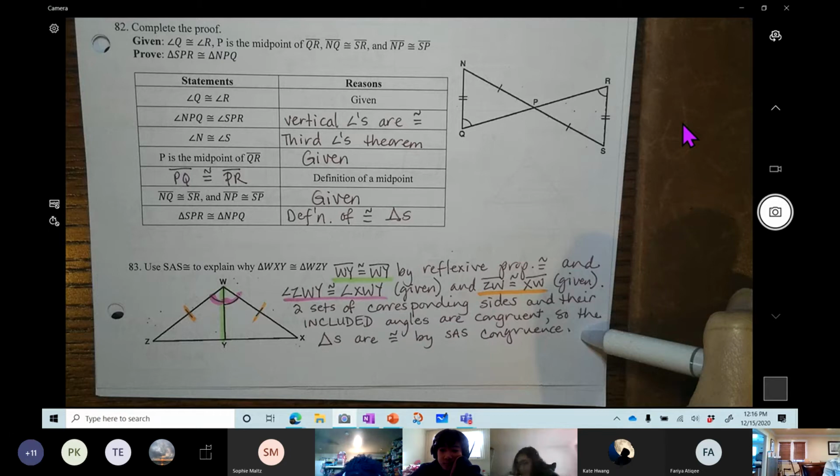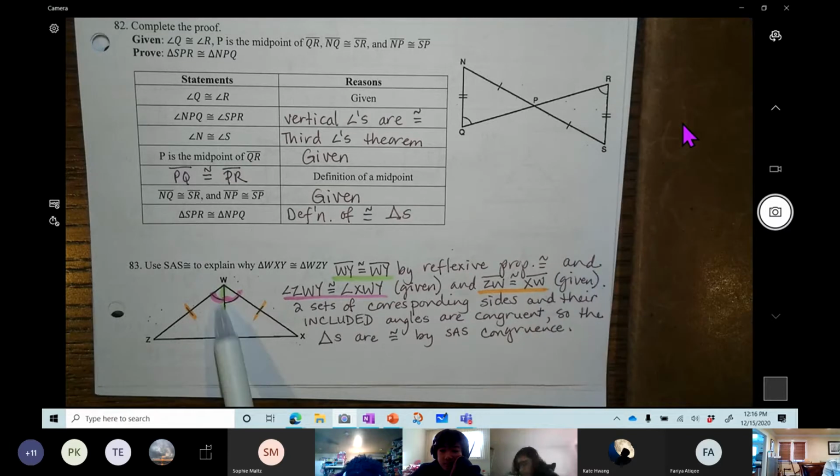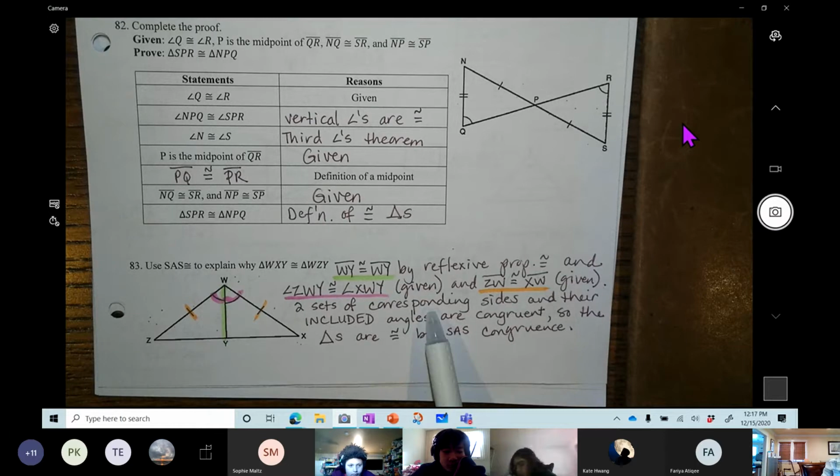use SAS to explain why these 2 things are congruent. Well, I started with the green one, because I told you always start with connected stuff. Okay, this line right here is in both triangles. So WY is congruent to WY by the reflexive property, and this angle is congruent to this angle, given, and this segment is congruent to this segment, given. Therefore, 2 sets of corresponding sides and their included angles are congruent, so the triangles are congruent by SAS. There you go. I just wrote it all out in a couple of sentences.